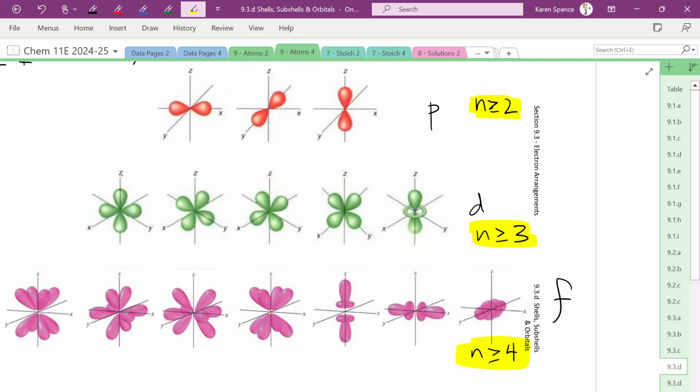I just like this because it put them all on one page and you could kind of see them and compare them and see 1, 3, 5, 7, nice little triangle.